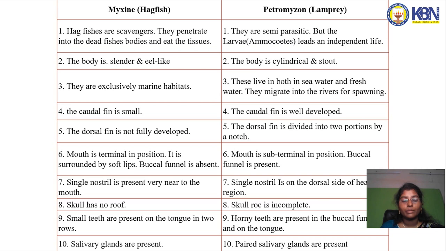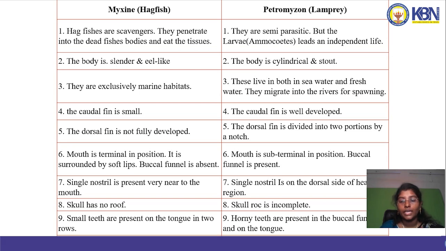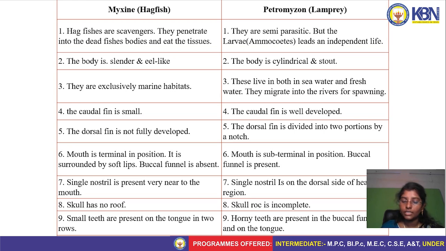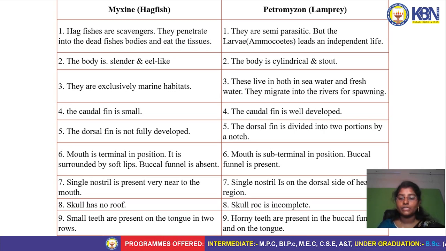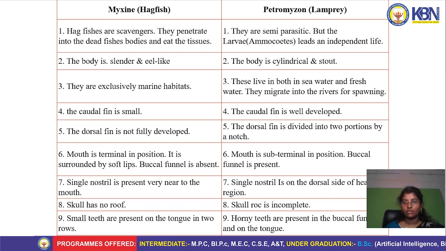Next, in Myxine the mouth is terminal in position and is surrounded by soft lips. Buccal funnel is absent. In Petromyzon, mouth is subterminal in position and a buccal funnel is present. Next, seventh point. In Myxine, a single nostril is present very near to the mouth. But in Petromyzon, the single nostril is on the dorsal side of the head region. Next, in Myxine the skull has no roof. In Petromyzon, the skull roof is incomplete. Next, in Myxine small teeth are present on the tongue in two rows. In Petromyzon, horny teeth are present in the buccal funnel region and on the tongue. Next, salivary glands are absent in Myxine and paired salivary glands are present in Petromyzon.